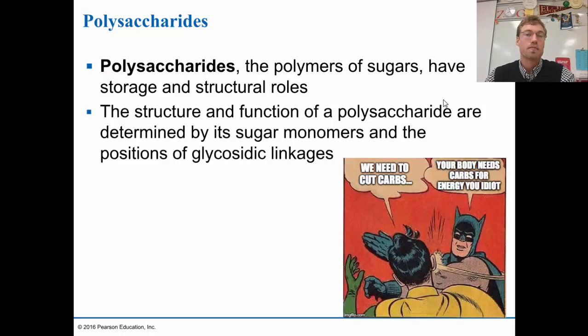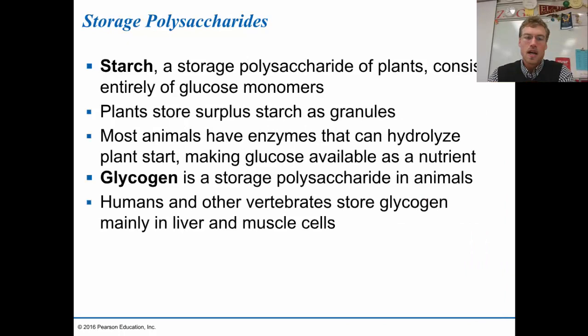Polysaccharides are polymers of sugars, and they have storage and structural roles. They store energy, and they also can help with structural things in terms of providing structure for living things and cells. The structure and function of the polysaccharides are determined by what monomers make it up, as well as the position of the glycosidic linkages, which we will take a look at.